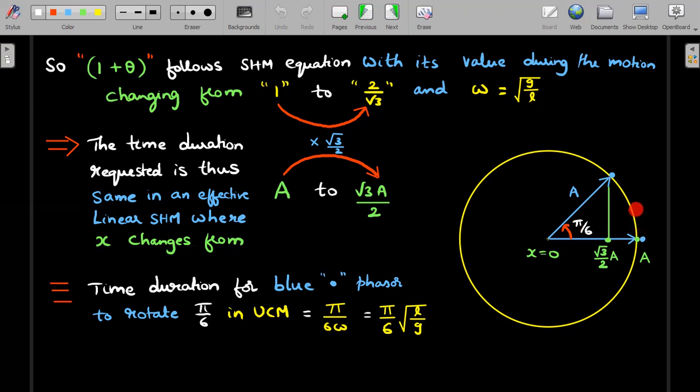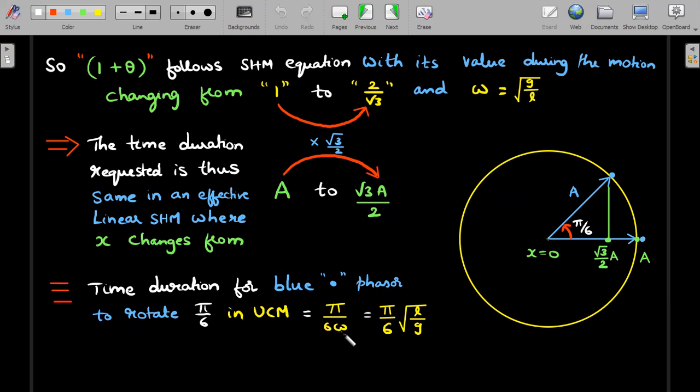Can you see that? As the blue particle moves like this, its shadow or the projection moves this way to this position. So the time duration taken for the green particle from here to here is equivalent to the time duration for the blue particle to cover an angle of pi by 6 on the phasor. To repeat my ideology here, 1 plus theta is first of all made equivalent to A to root 3A by 2 in a different problem. And for that problem also, we are calculating the time duration using the phasor angle. So the time duration for the green particle is equal to the time duration of the blue particle, whose phasor is to take rotating pi by 6 in a uniform circular motion.